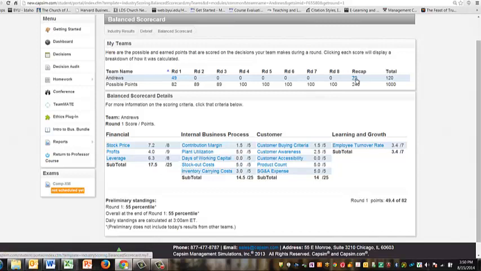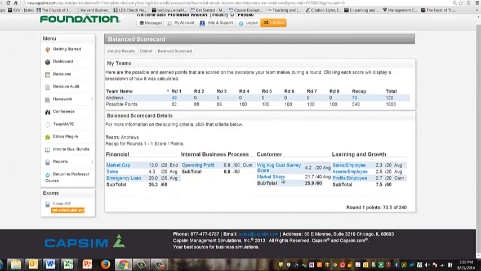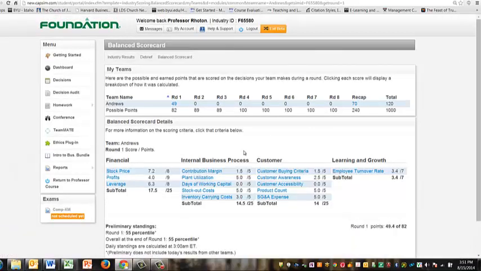The recap score doesn't really come into play until you get into the competition rounds, but it is important to look at the recap score because it does help make your round by round balance scores higher as you run a more efficient business. So that's how you're graded.